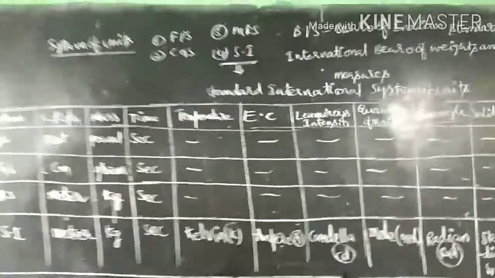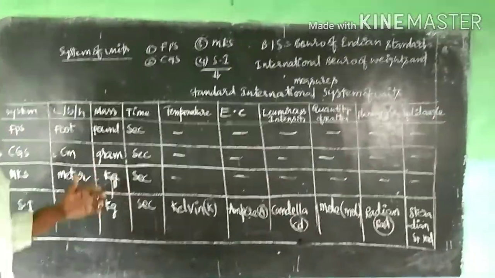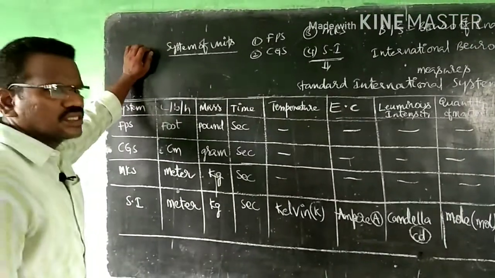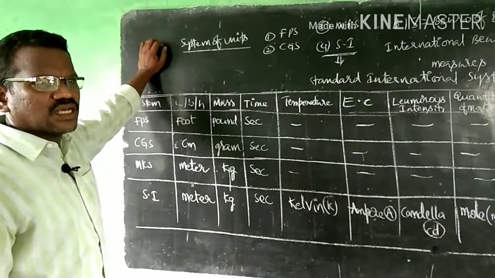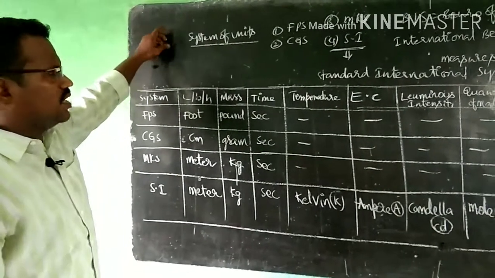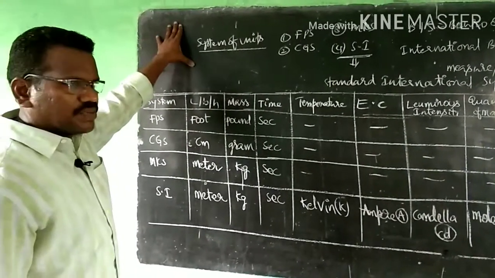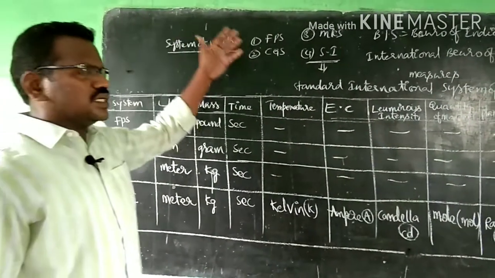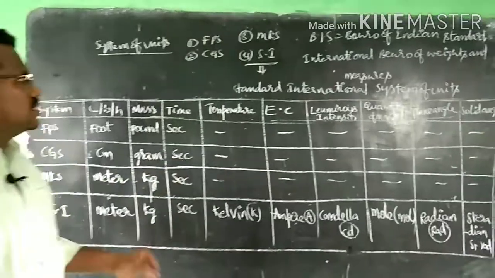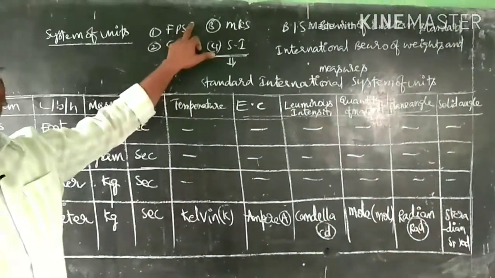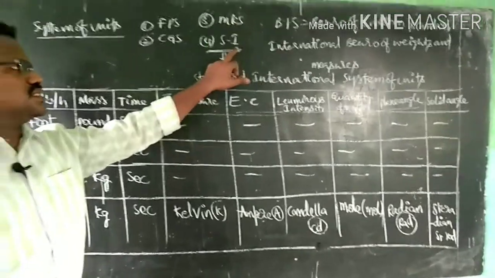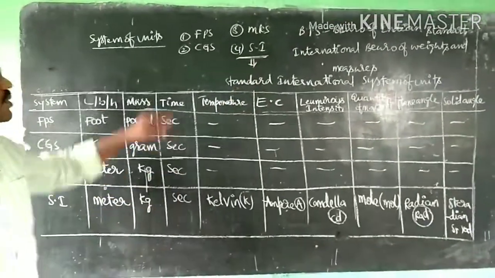Now let us learn a very important topic, that is system of units. Till now the topics we discussed abruptly, it may be or may not be, no problem at all. But compulsorily we should learn the system of units. Internationally there are 4 systems of units, that is FPS system, CGS system, MKS system and SI system.